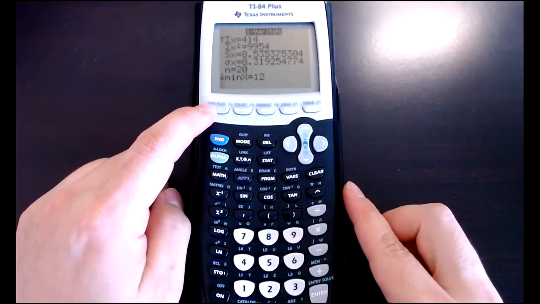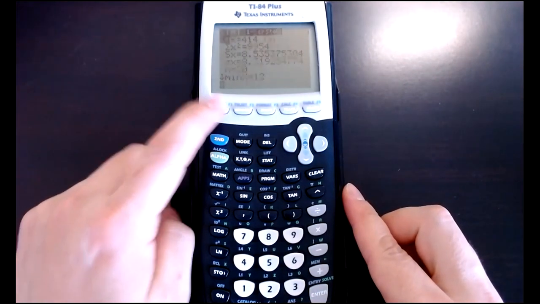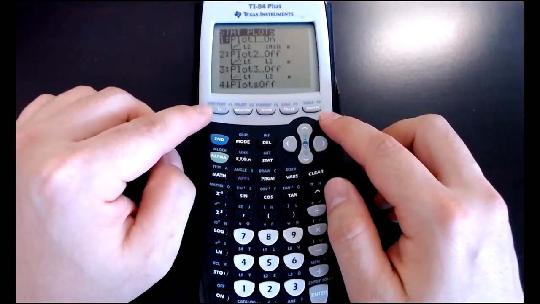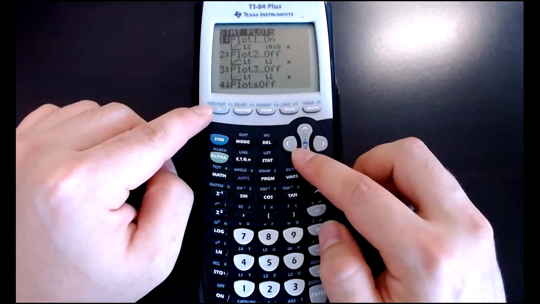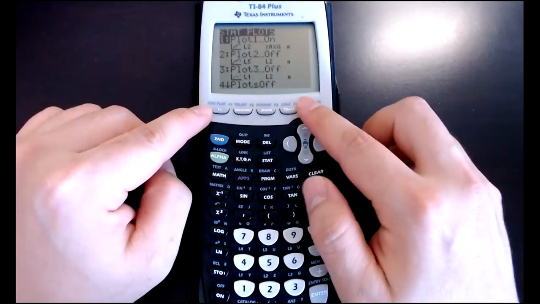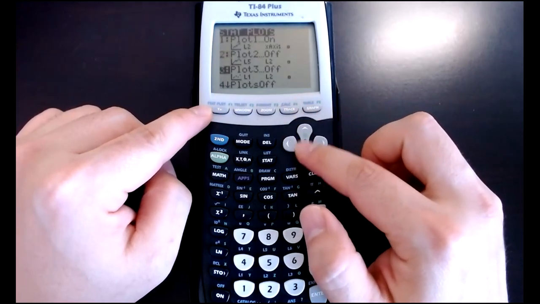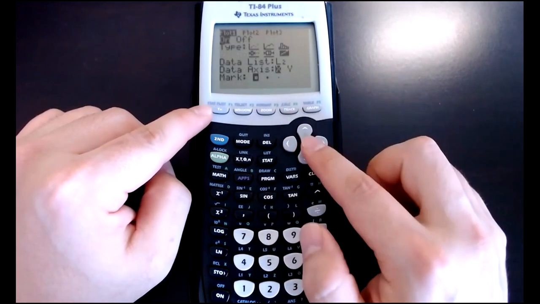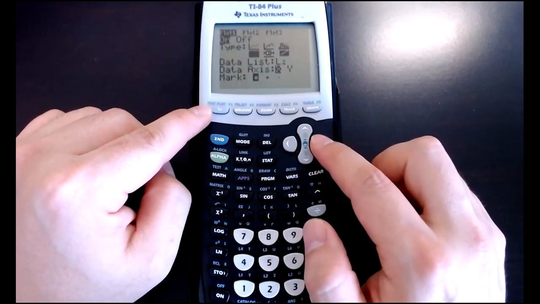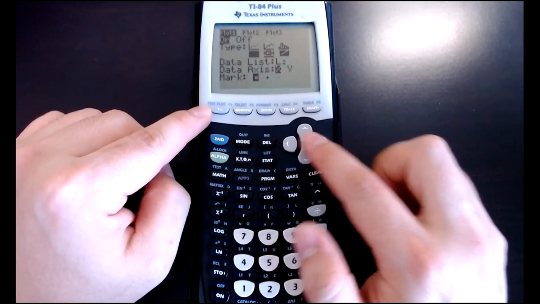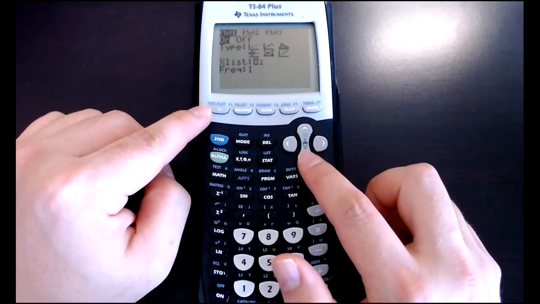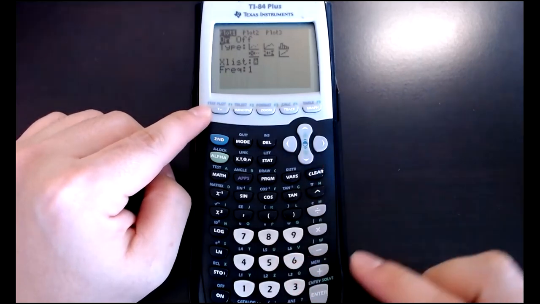Then we go to the stat plot. Press second, then press y equals. Keep in mind all other plots, plot 2 and plot 3, must be off. Go to plot 1 and turn it on. We want to plot the modified box plot, so choose that option. Then the Xlist must be L9.